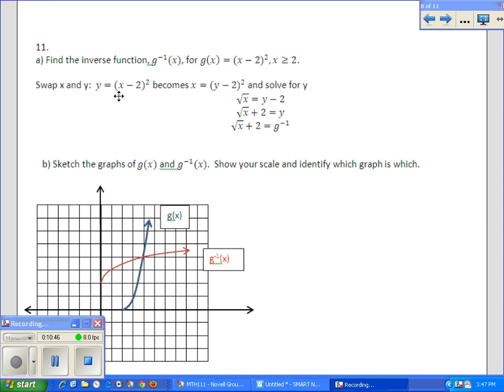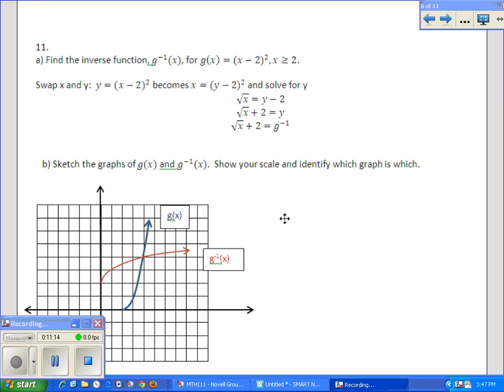So g of x is just a fancy name for y, so my original function is simply y equals x subtract 2 squared. So swapping the x and y, I get x equals y subtract 2 squared, and what I need to do is solve for y. So to get rid of the exponent, I can square root both sides of the equation. That'll leave me with the square root of x equals y subtract 2. Add 2, and I have solved for y, and that is my inverse function, square root of x plus 2.